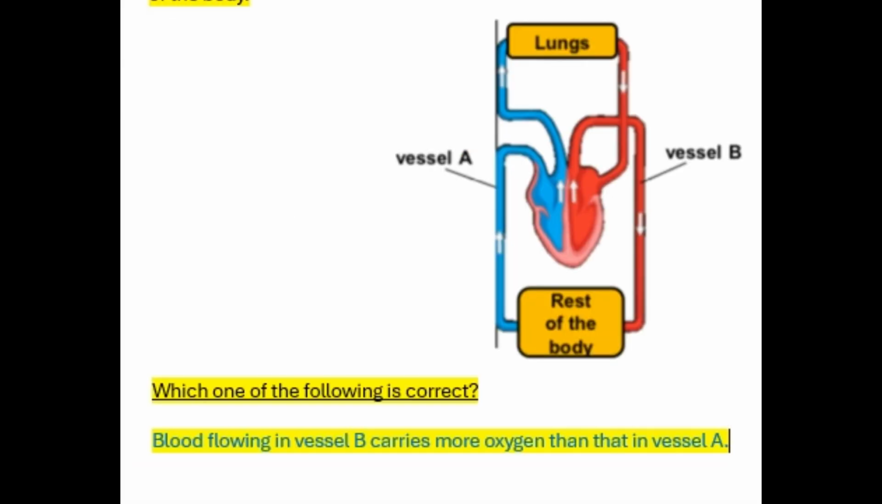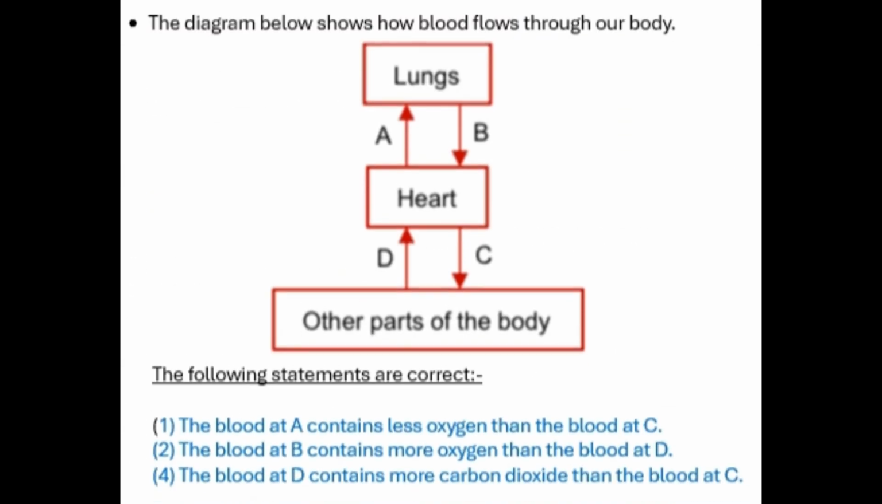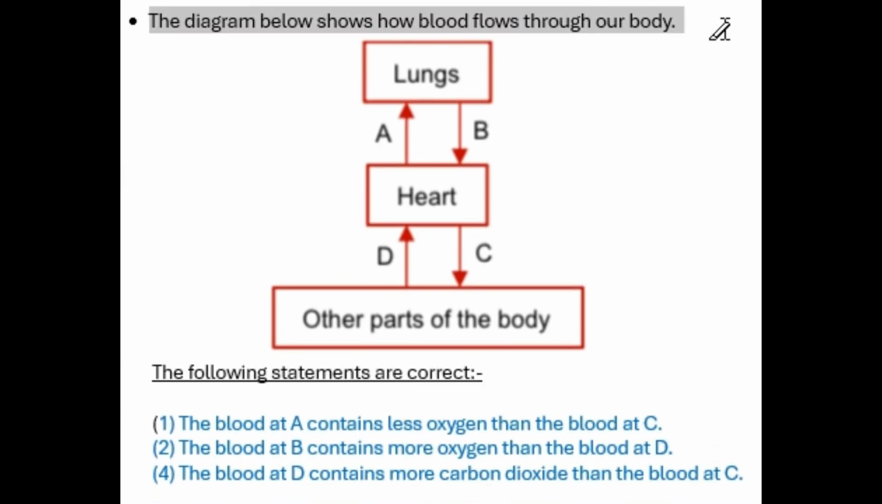The diagram below shows how blood flows through our body. The following statements are correct. 1. The blood at A contains less oxygen than the blood at C. 2. The blood at B contains more oxygen than the blood at D. 4. The blood at D contains more carbon dioxide than the blood at C.